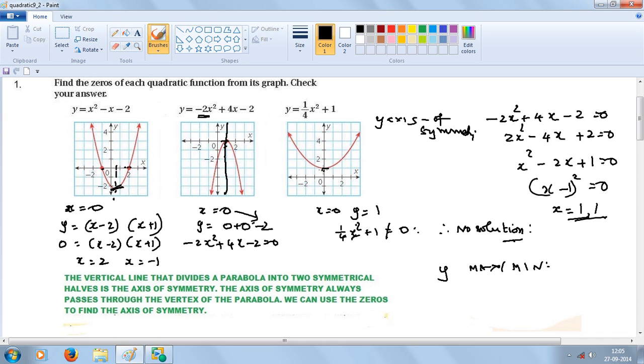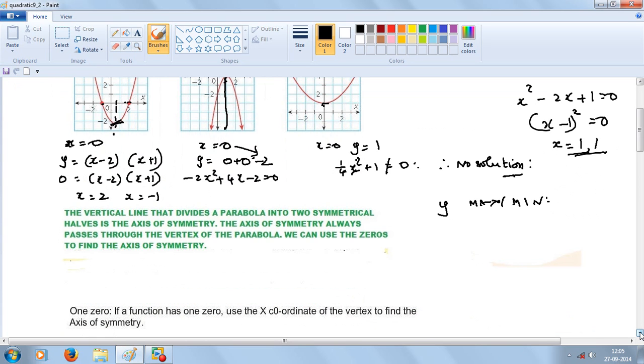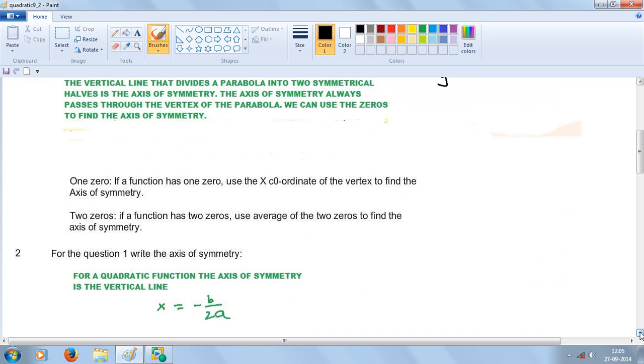It is x equal to 0 in this case. The third case. So we will use these properties to solve the equation. So what do you observe from the above?